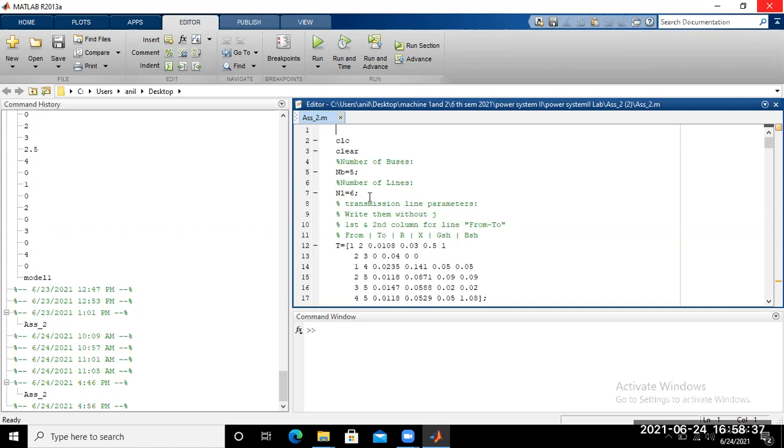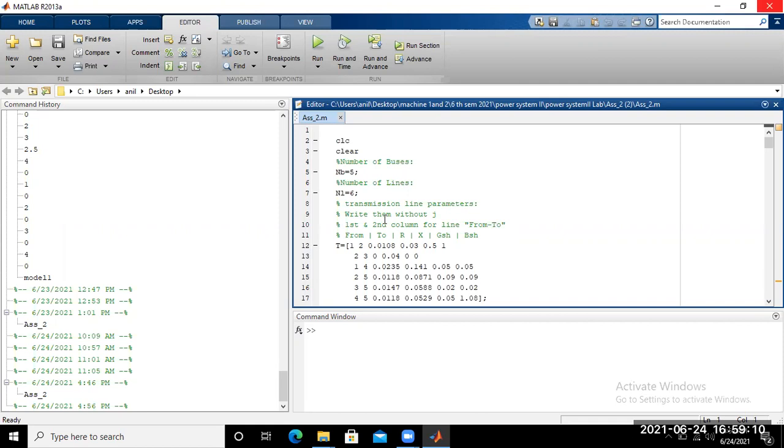As you know, next is the transmission line parameters. What are the transmission line parameters? If you consider resistance, reactance, and maybe capacitance, the transmission line is represented by resistance and reactance. Write them without j.